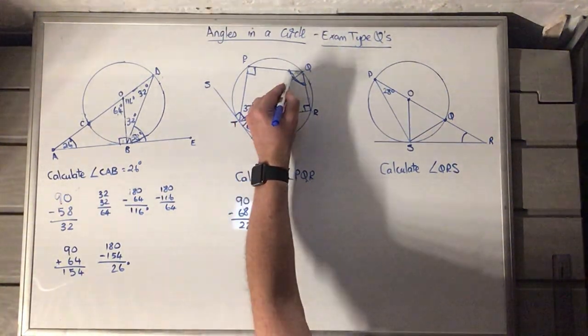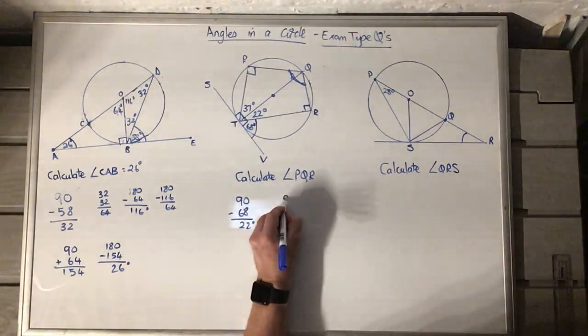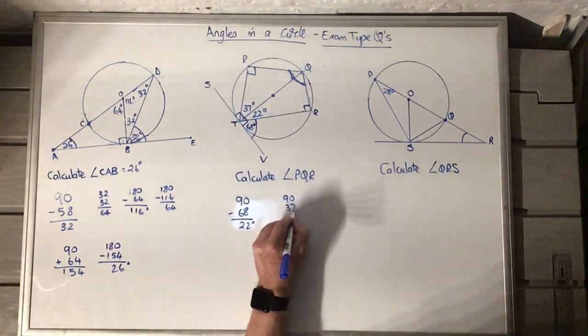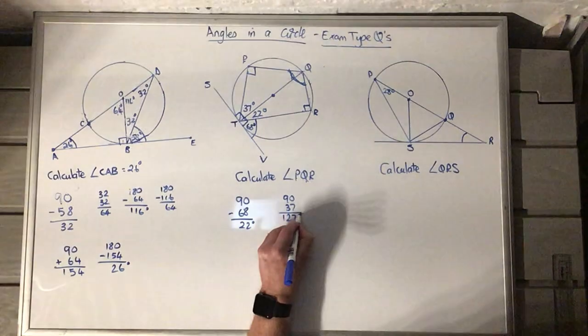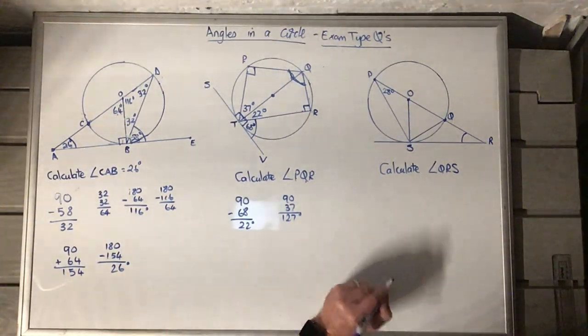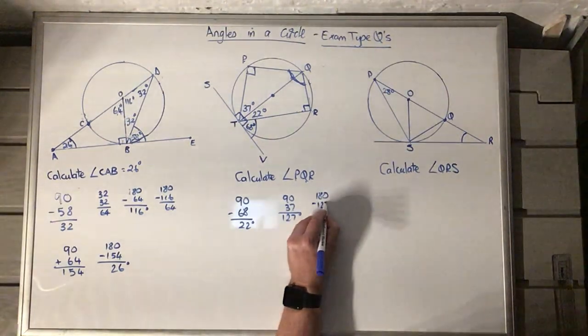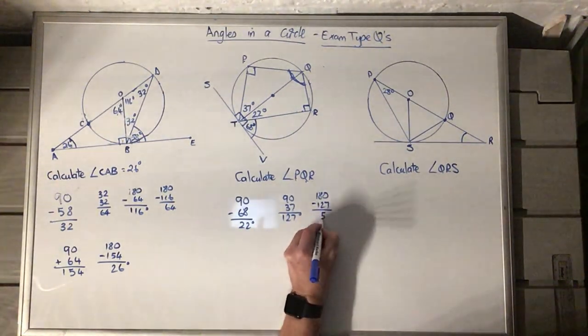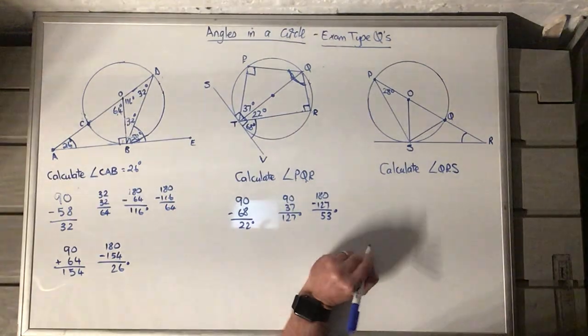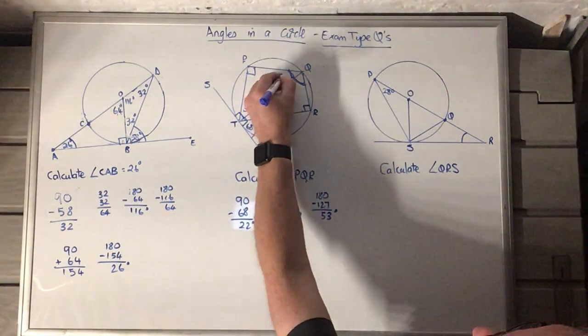So to get that value, it's 90 plus 37, that gives me 127. And we take that away from 180, so that's 180 minus 127, 53 I think, 53 that comes to. So this angle in here is 53 degrees.